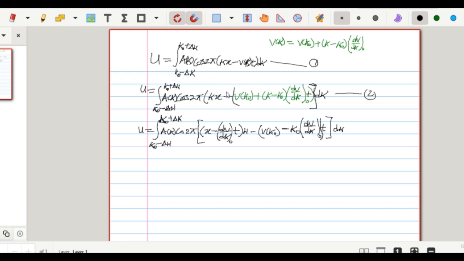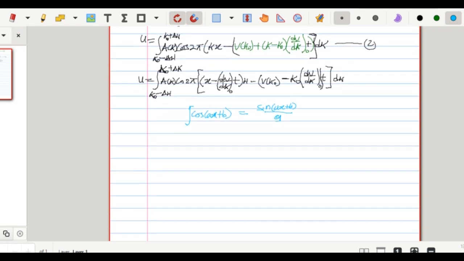All right, but to solve this integral, I would like us to look at something. If you have an integral of cos(ax plus b) dx, this integral is equal to sine of (ax plus b) divided by a. So let's compare this integral with this, where you have a to be equal to this and you have b to be equal to this.